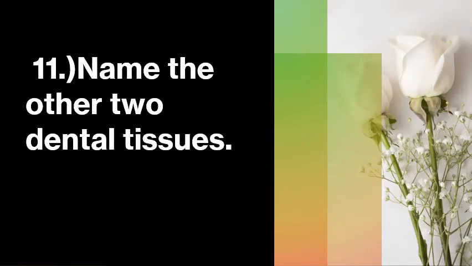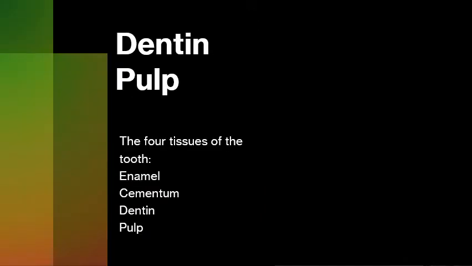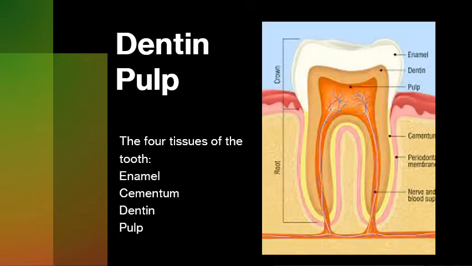Now, what are the two other dental tissues besides enamel and cementum? So the two structures are dentine and pulp. So the 4 dental tissues are enamel, cementum, dentine, and pulp. And pulp is the softest and the unmineralized tissue of all of these 4 dental tissues.